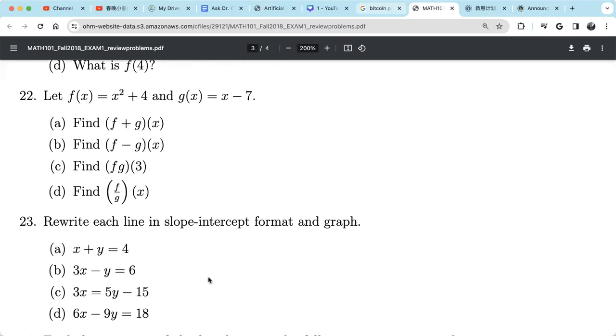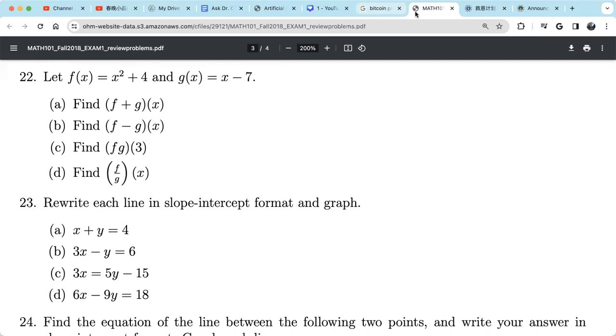Let's see 22. Working with functions, we can add two functions. This means f of x plus g of x. We can subtract two functions. We can multiply two functions. We can divide two functions, provided the divisor is not 0.